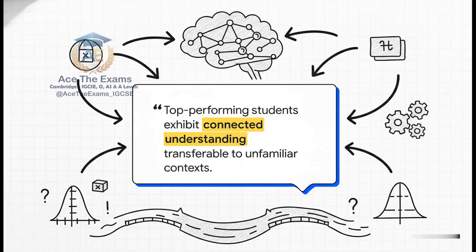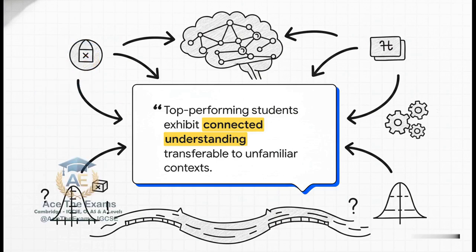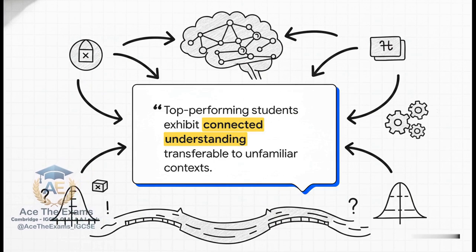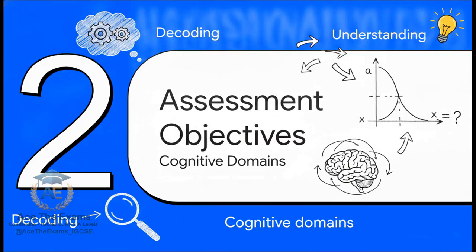They recognize the hidden machinery. They see a function squared plus that same function plus a constant, and they instantly recognize the underlying quadratic flight path. That connected, adaptable understanding is what separates a crash from a flawless landing. Moving on to Section 2, decoding the assessment objectives.